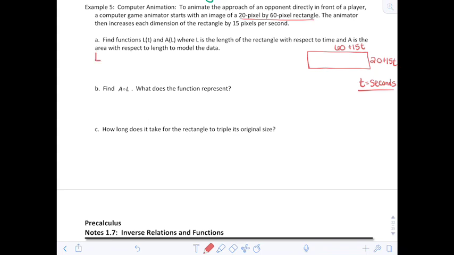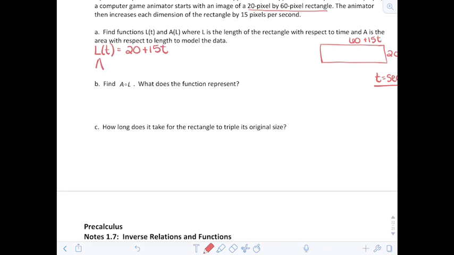Okay, so the length dependent on time. You can pick either one you want. I'm going to pick 20, even though it might look like the length is 60. You could use 60 plus 15t, either one. 20 plus 15t. This represents the length of one of the sides based on time. Okay, the other one they want is area based on length.